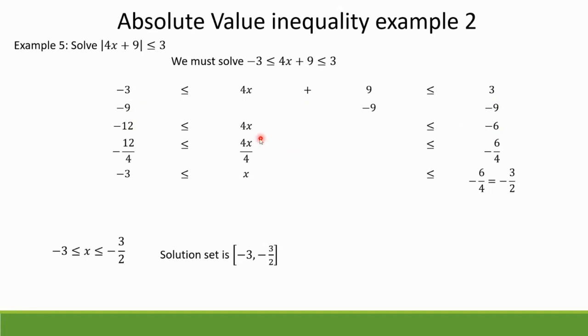After that comes 4x over 4, right? Because we don't want 4x in the middle. We want x all alone. So we divide by 4. But whatever you do here, you have to do to the other sides. So we get 4x over 4, minus 12 over 4, and minus 6 over 4. From here, we get x is greater than or equal to negative 3 and less than or equal to negative 6 over 4, which is negative 3 over 2.